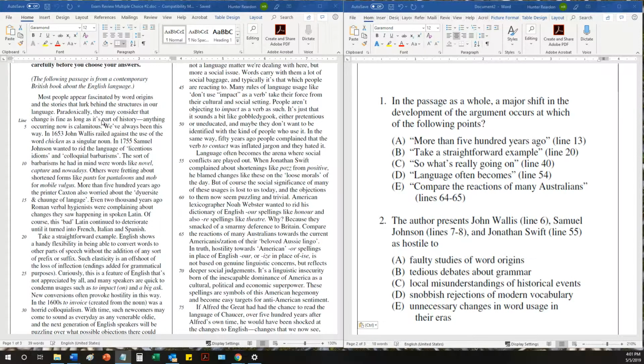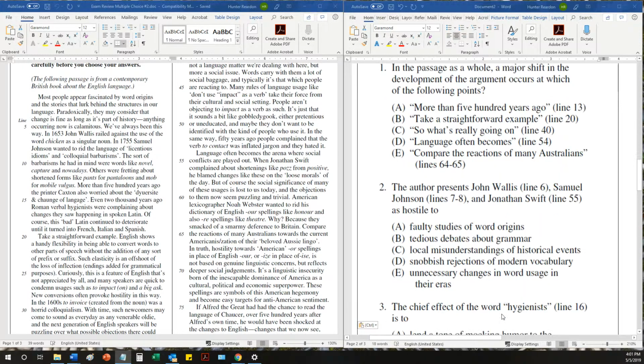Answer choices A, B, and C refer to faulty studies of word origins, tedious debates about grammar, and local misunderstandings of historical events, respectively. And none of these things are mentioned by the quoted gentleman in this section. So that leaves D and E as possible answer choices. However, D, snobbish rejections of modern vocabulary, uses a keyword, modern, that makes it incorrect. Nobody quoted in this section mentions modern vocabulary. That is vocabulary in the late 20th or early 20th century, modern to the readers of this passage.